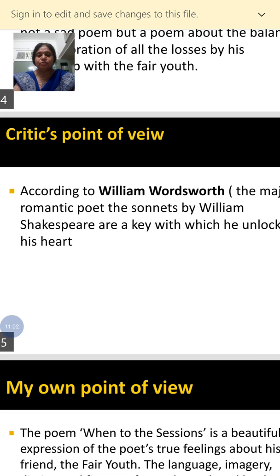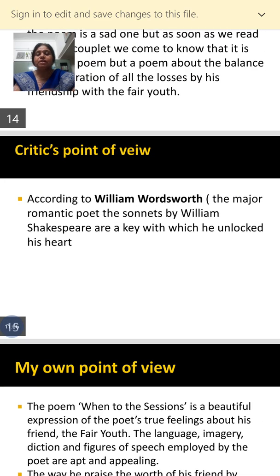Now, critics' point of view. As I told you, it is very important for us to insert some critics' point of view with his name. So here I have put William Wordsworth's critical remark on the general writings of sonnets by William Shakespeare. So according to William Wordsworth, the major romantic poet, the sonnets by William Shakespeare are a key with which he unlocked his heart. Now you see, William Wordsworth has said these words for William Shakespeare. He said that sonnets are the key. He did not say that the dramas are the key. No, he said that it is the sonnets with which we can open the heart of Shakespeare.